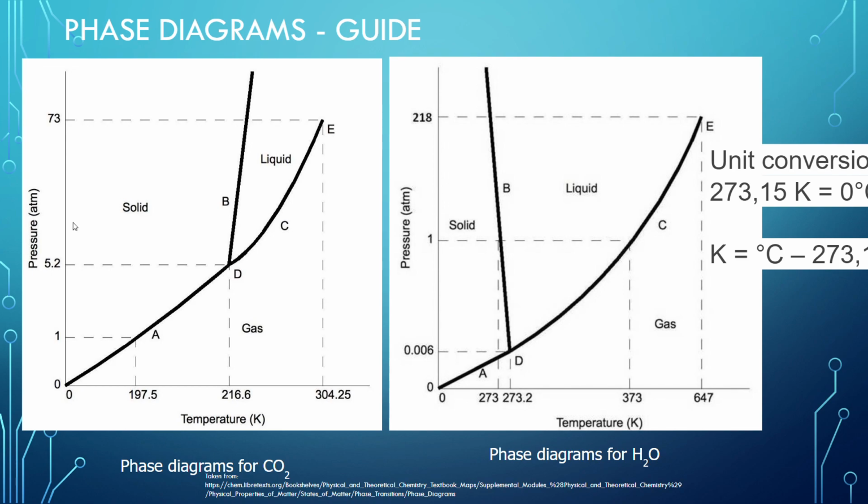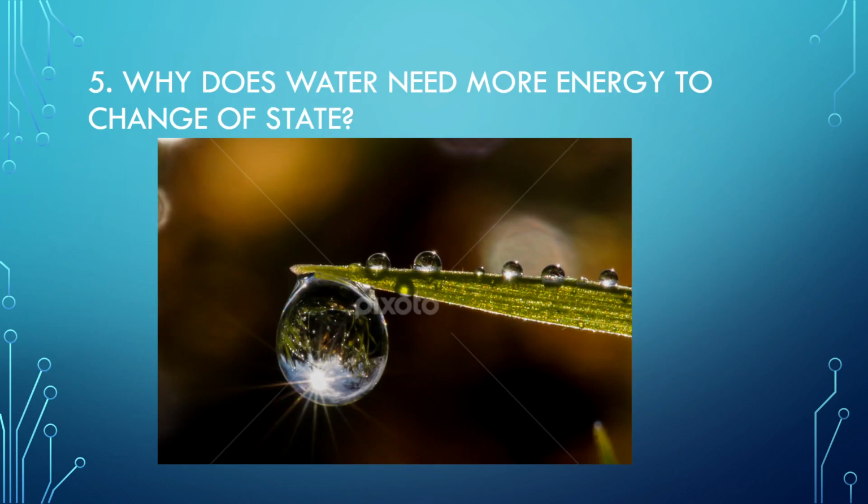Also, if we take, for example, a pressure of 10 atmospheres, we're going to have in this case 2 phase changes. We're going to have from solid to liquid and from liquid to gas. As I told you, for water, we saw that it needed more temperature to change state compared to CO2, and we're going to see why that happens.